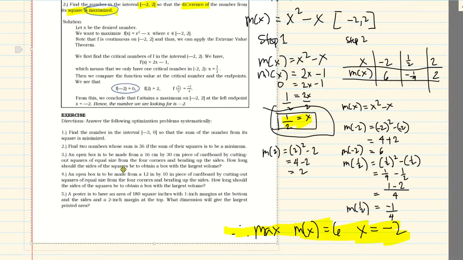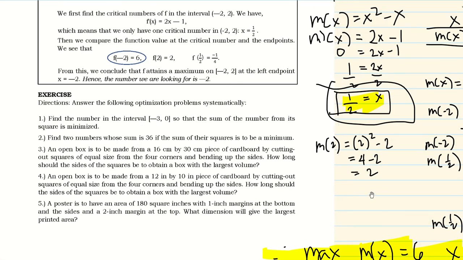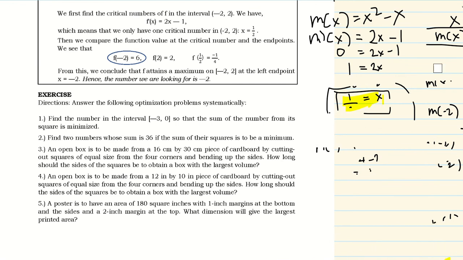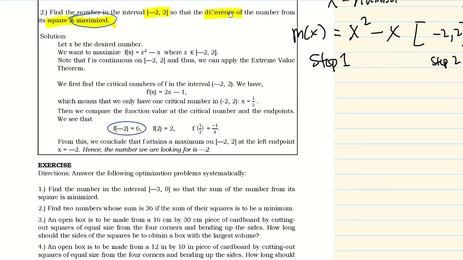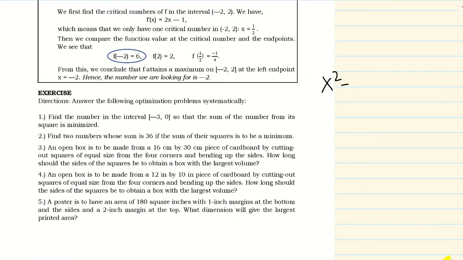We're going to try to explain the examples so it will be much easier for you to answer this one. Okay, in number 1, find the number in the interval negative 3 to 0 so that the sum of the number from its square is maximized. The difference of the number is x squared minus x. How about the sum? So x squared plus x, and then you get the critical value, and then boom, you will get this.